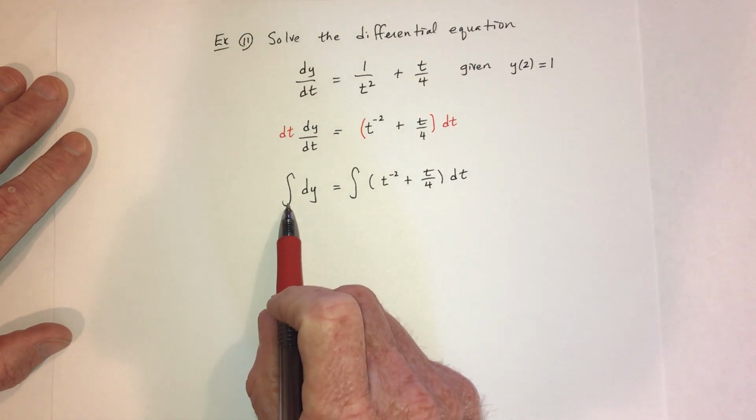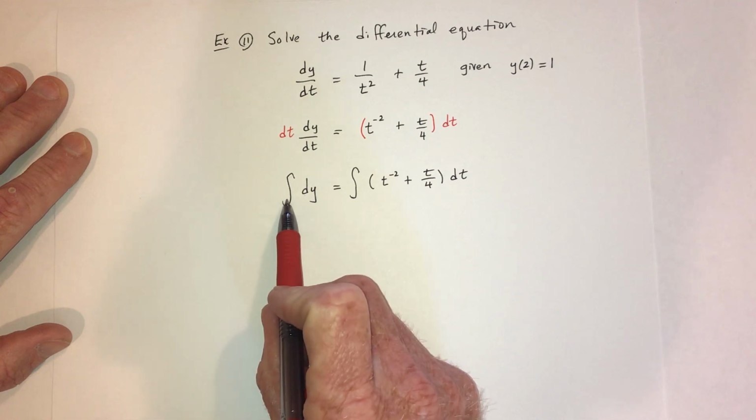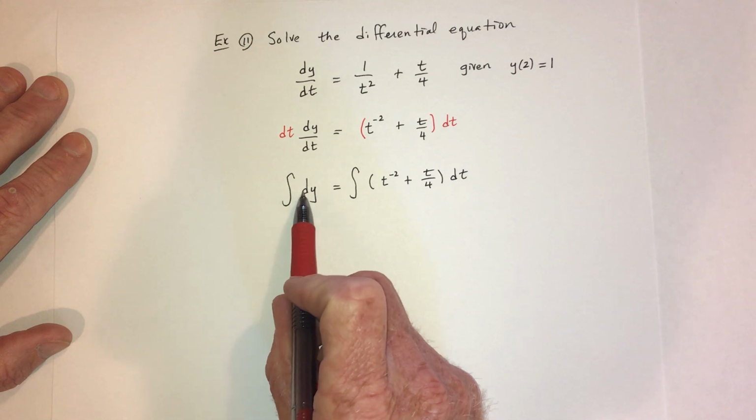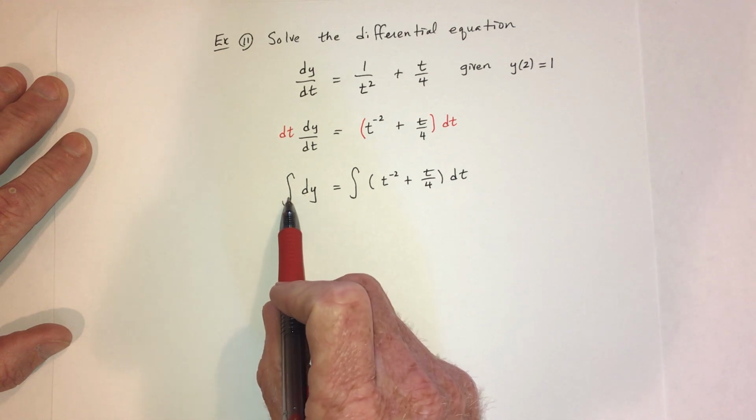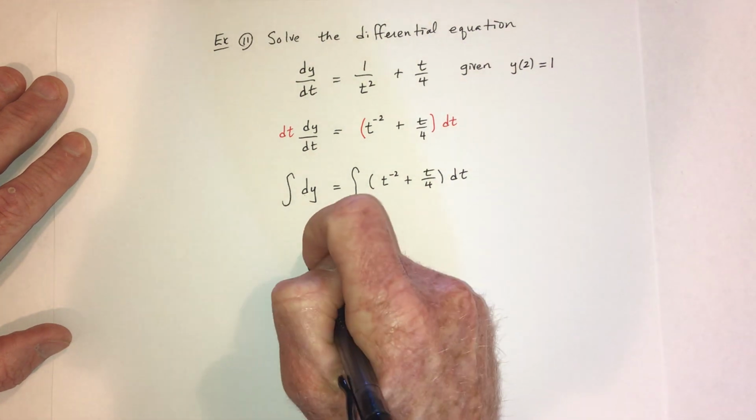So over here, this d is saying take the derivative. This is saying find the antiderivative. So these two are the opposite of each other, the derivative and the antiderivative. So they cancel each other out, and you just get y on the left side.